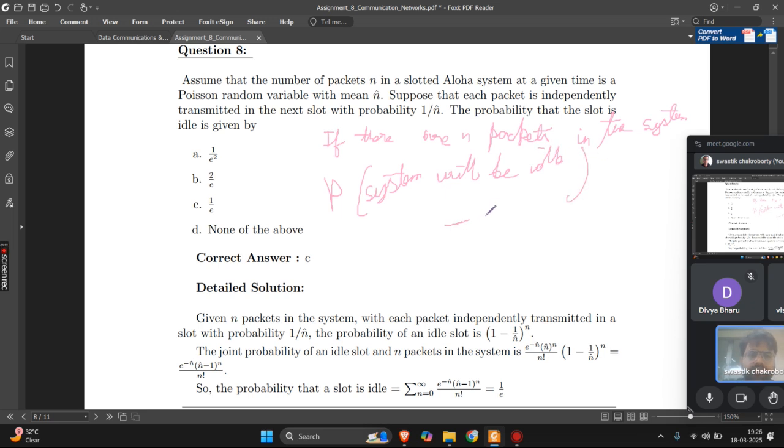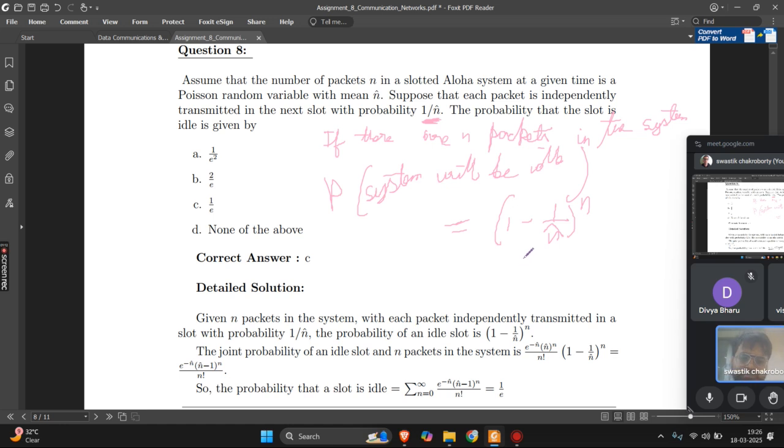is simply, if there are n packets in the system, all of them will have to decide, they send their packet in the slot with a probability of 1 by n. So all of them have to decide not to send their packets. So the probability of not sending their packets is 1 minus 1 by n hat. So all of them will have to decide that they will not send their packets. And this will happen with a probability of 1 minus 1 by n hat to the power n.